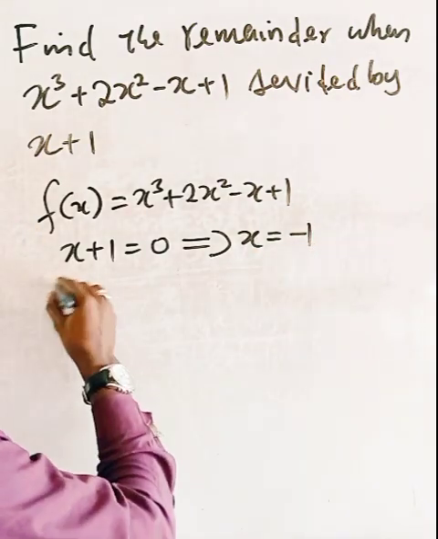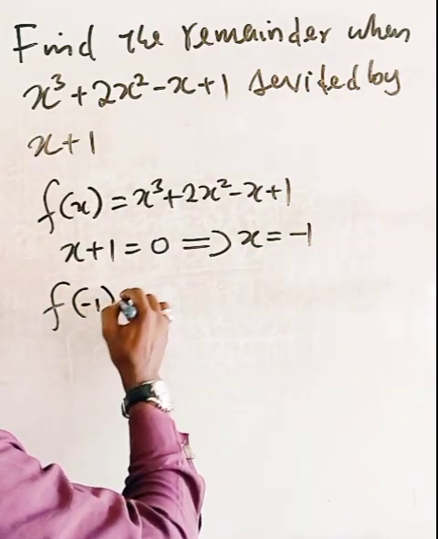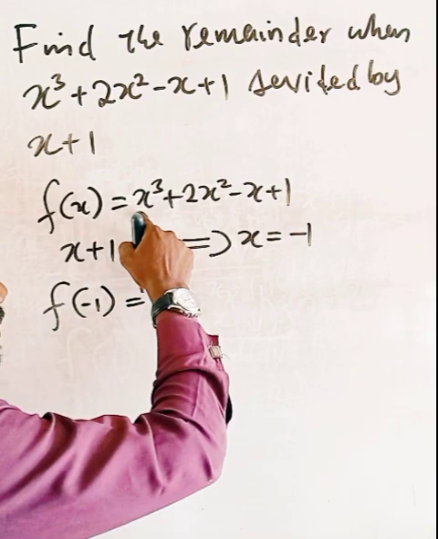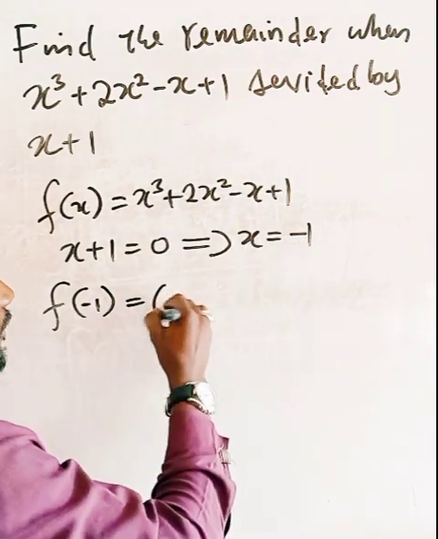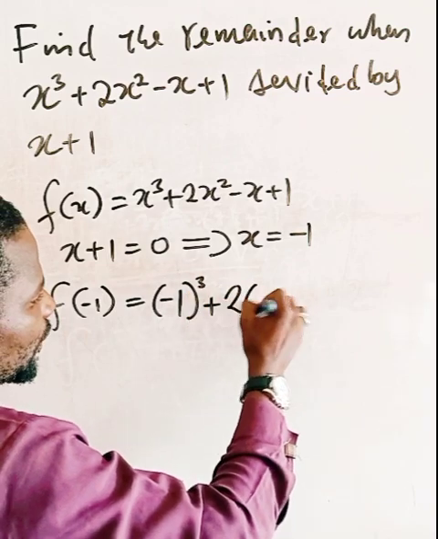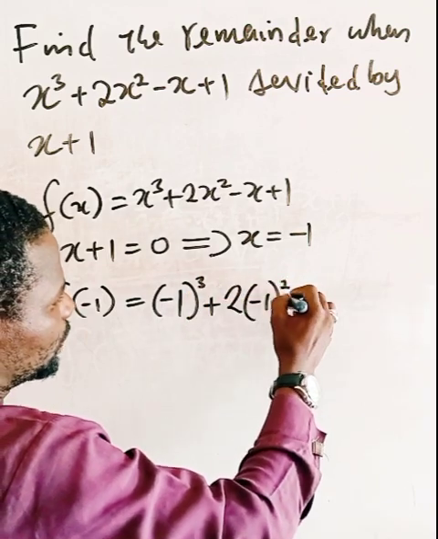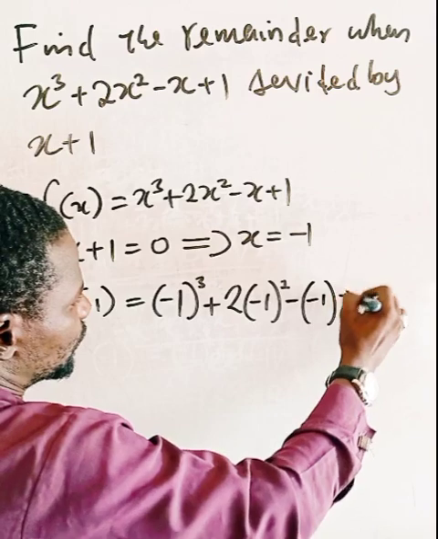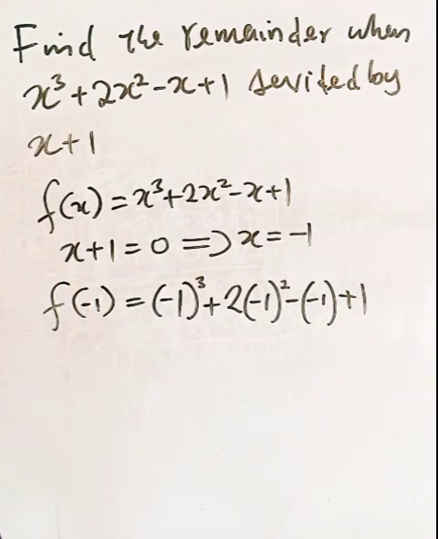The next thing is to make function of minus 1 instead of x. So we're going to have, wherever you see x, remove and put minus 1. So we have minus 1 raised to the power of 3 plus, 2 bracket minus 1 raised to the power of 2 minus bracket minus 1, then plus 1. You directly substituted all the x with the minus 1.